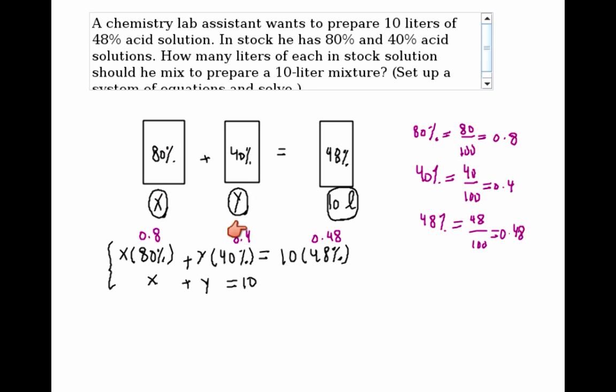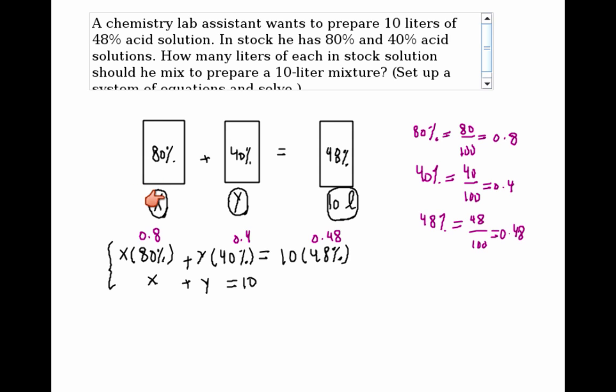So that's all the information we need to set up our two equations and two unknowns. Remember, we don't want to exceed 10 liters, so the total solution should be 10 liters. I'm going to write here 10 liters. So one equation that I have is x plus y is equal to 10.